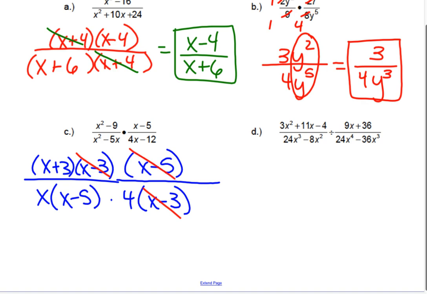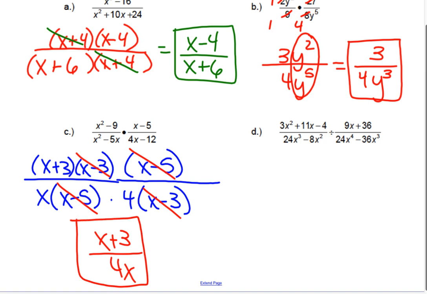x minus 5 on the top, x minus 5 on the bottom. Then go ahead, what are you left with? Only thing on the top is an x plus 3. And then on the bottom, we have a 4x. And there's our final answer.